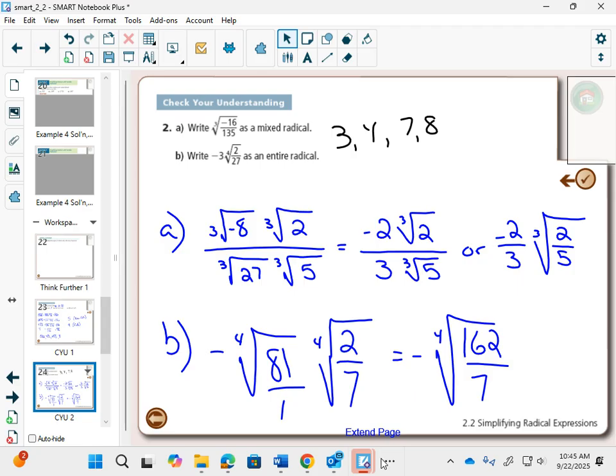The negative has to stay out in front in this one because it's a 4th root.